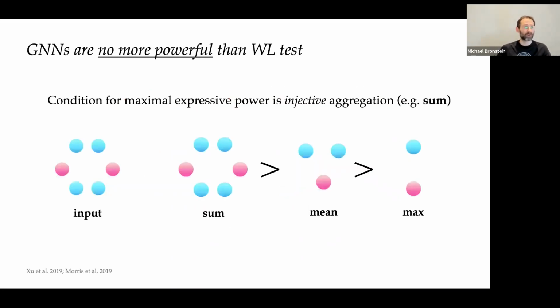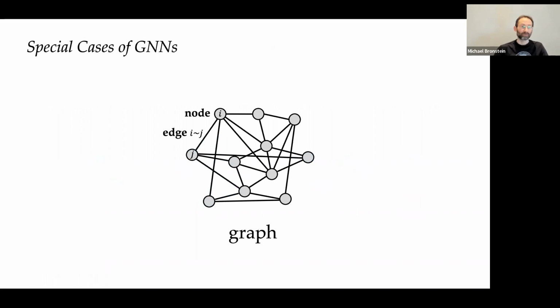Now it was shown that graph neural networks are equivalent to the Weisfeiler-Lehman test, in the sense that they are not more powerful, meaning that anything that can be distinguished by the Weisfeiler-Lehman test can be distinguished by a graph neural network, and there are no other graphs that cannot be distinguished by WL that can be distinguished by graph neural networks. And the crucial condition for this equivalence is the injectivity of the aggregation function. So sum, for example, is a good choice, whereas minimum or maximum is not.